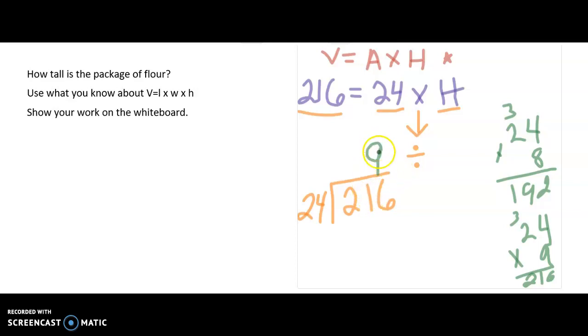So in long division, I'm going to multiply 9 times 24, which we know is 216. And I'm going to subtract. I get nothing because 216 take away 216 is 0. So now I am back here. My height is going to equal 9, but 9 what?